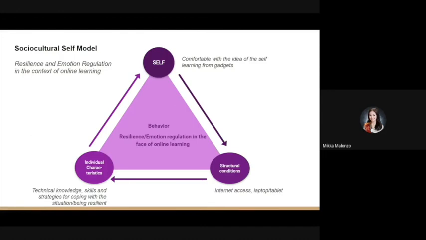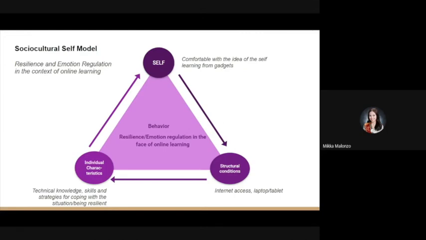Okay, and then second, after that, assuming na naggawa ng congruent yung current self with the desired self, we now have to make sure na okay na yung self, kumbaga. Yung hypothesis 2 posits na yung individual and structural conditions mo have to support that self.